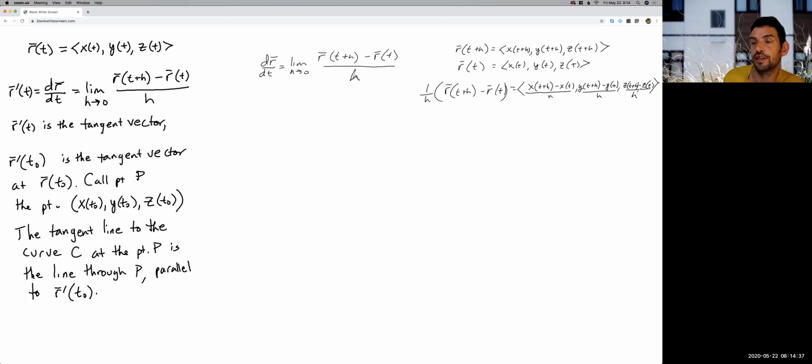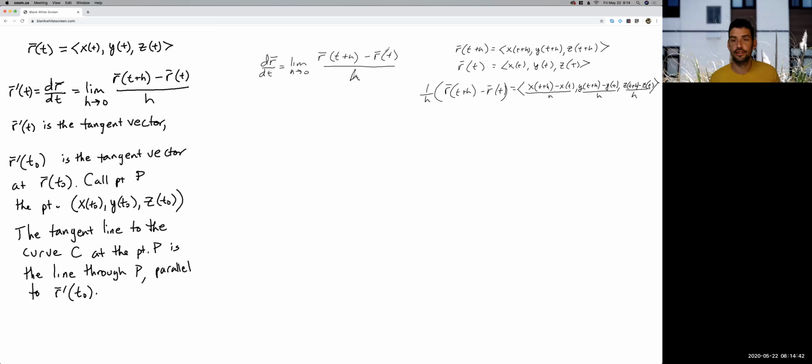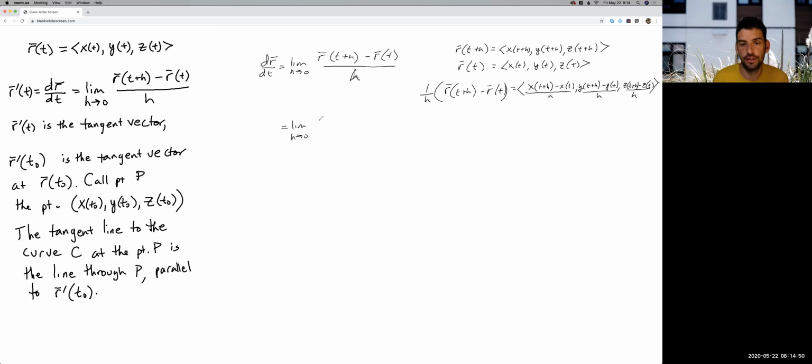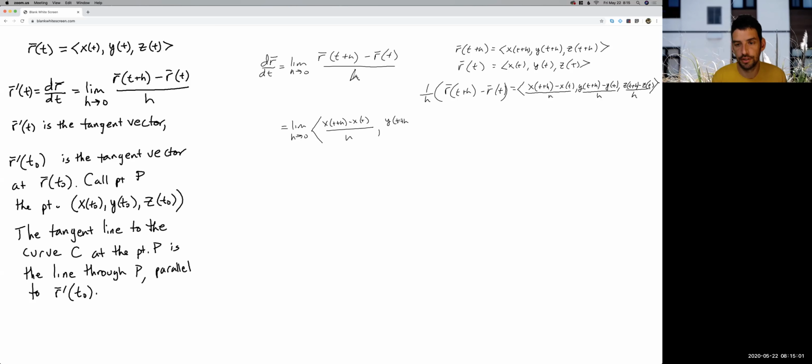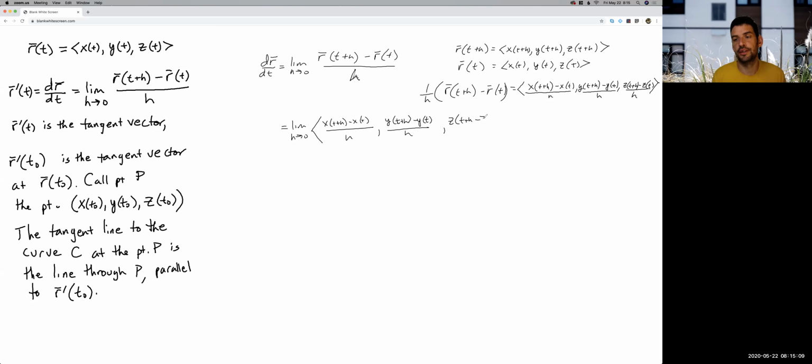That's our definition of scalar multiplication. So now this whole thing here is equal to this whole thing here. So this becomes the limit as h goes to 0 of x of t plus h minus x of t over h, y of t plus h minus y of t all over h, and z of t plus h minus z of t all over h. Right? Now I can use the limit laws.